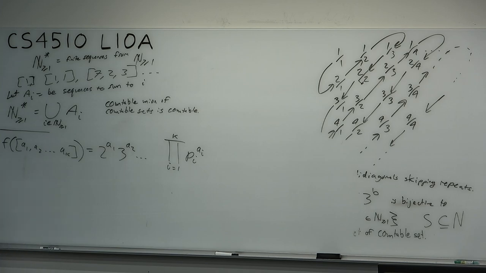Because prime factorization is unique, if two sequences map to the same number, they could only have been the same sequence because they have the same prime factorization, right? So I think that's called the fundamental theorem of arithmetic. So by the fundamental theorem of arithmetic, this is injective into the set of natural numbers and therefore is countable.